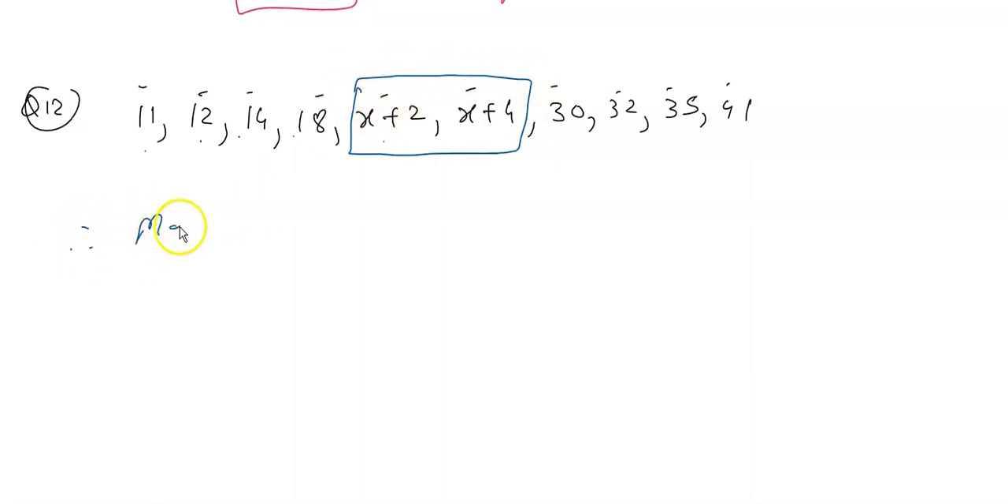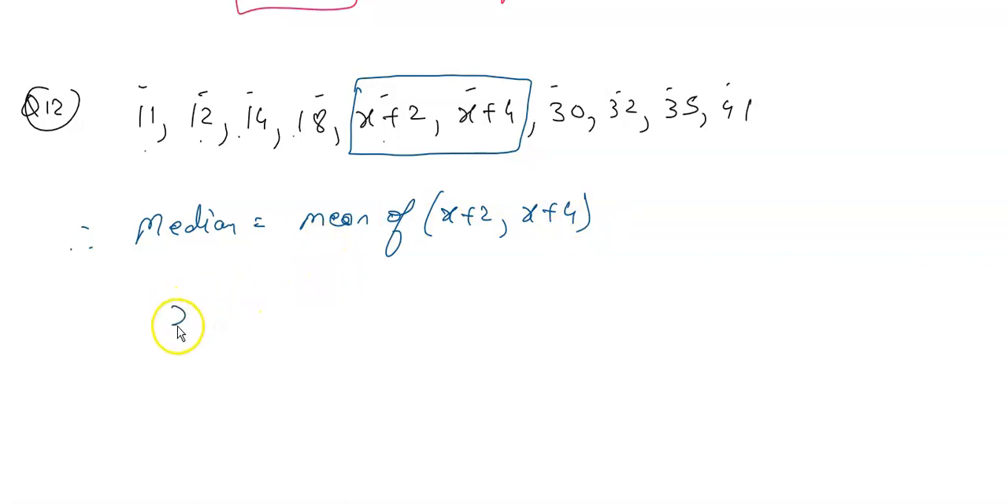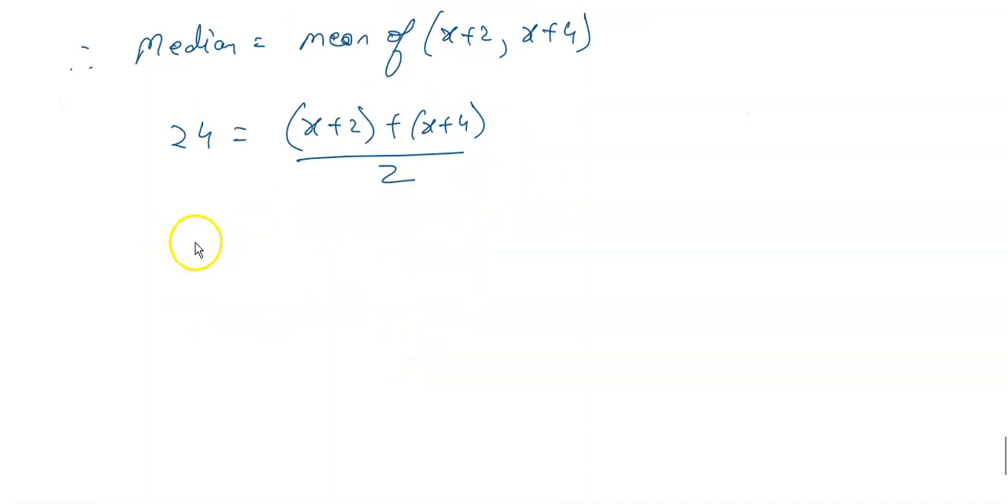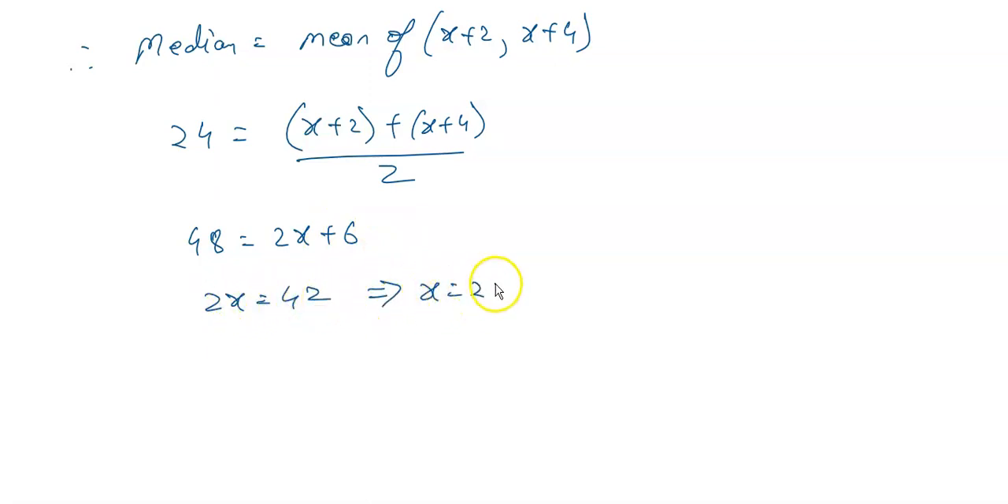So therefore median is equal to the mean of x plus 2 and x plus 4. And how much is the median? That is 24, which is equal to x plus 2 plus x plus 4 by 2. So we get 48 is equal to 2x plus 6. So we get 2x is equal to 42, which implies x is equal to 21. Answer option B.